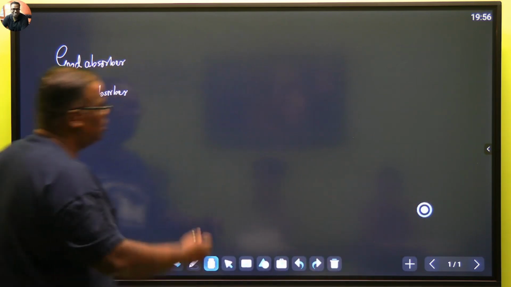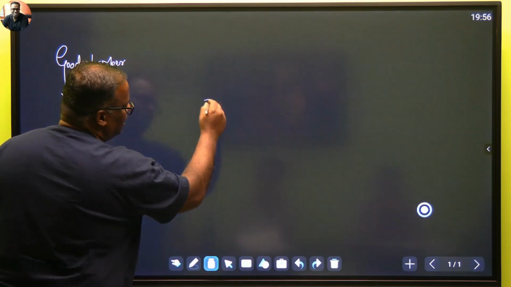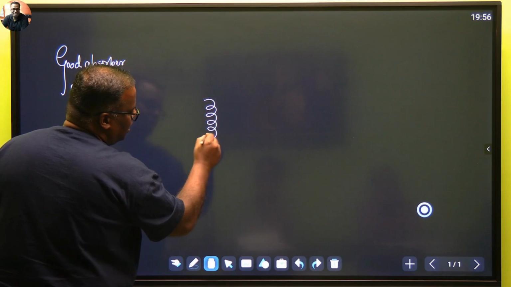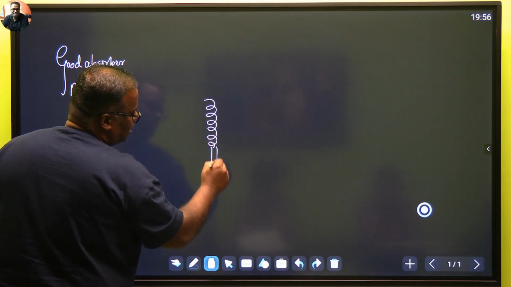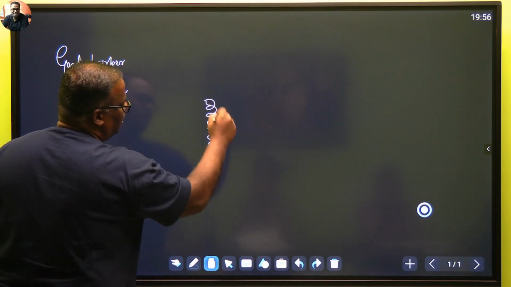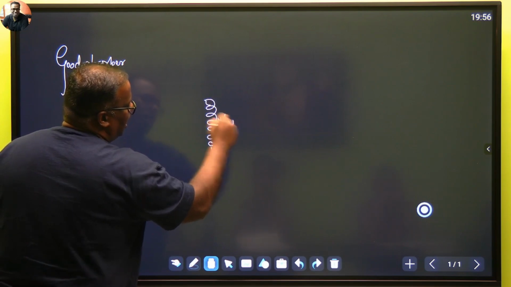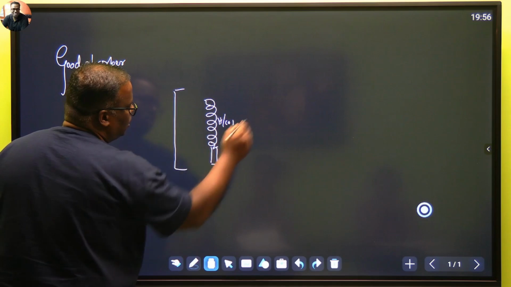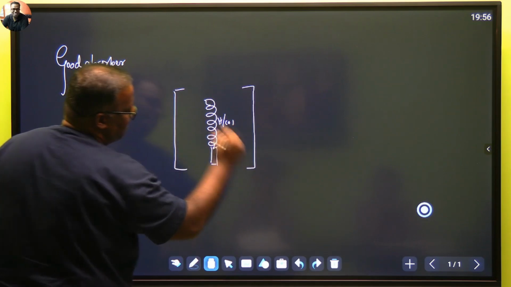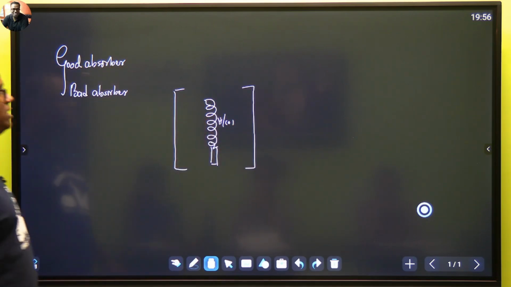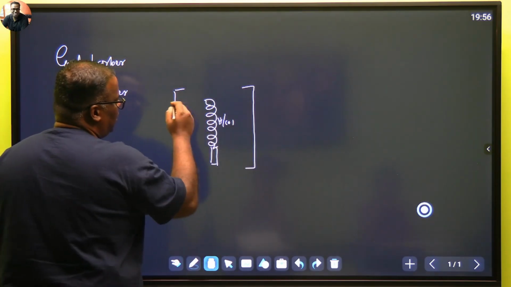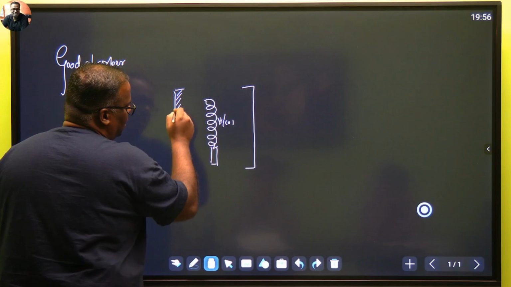The experiment for this is very simple. What they have done, they have taken a heated element in your book. This is a heated element, a heating coil, and they have put two tin sheets out here. One side of the sheet, what they have done, they have made it black in color.